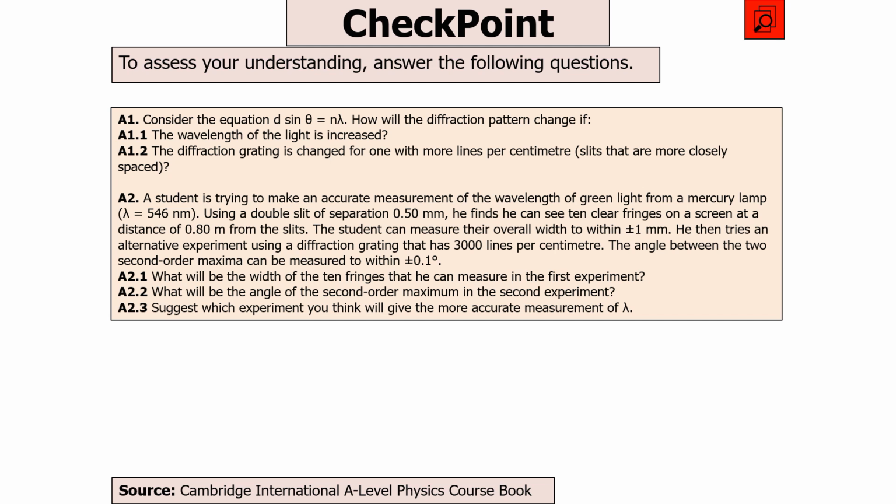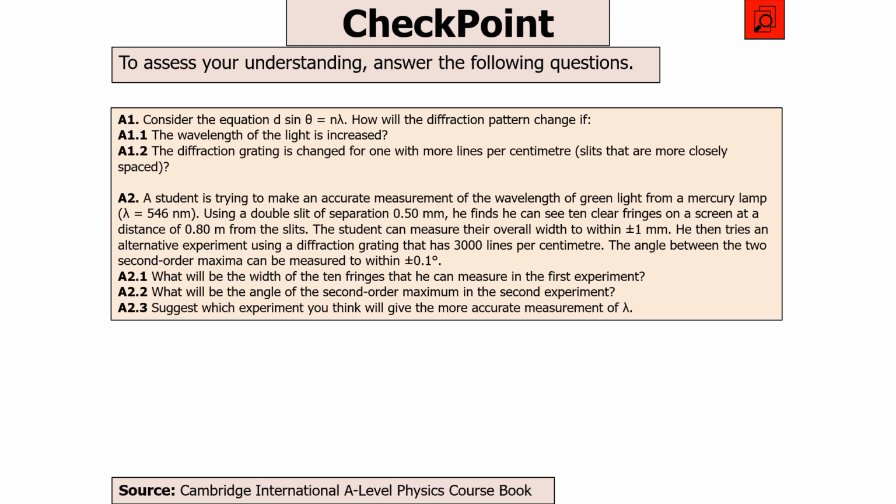How will the diffraction pattern change if the wavelength is increased, or if the diffraction grating is changed for one with more lines per centimetre? And then the second question says, a student is trying to make an accurate measurement of the wavelength of green light from a mercury lamp of wavelength 546 nanometers.